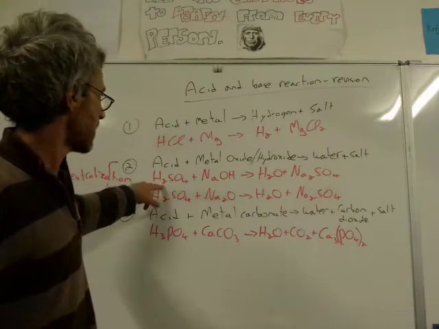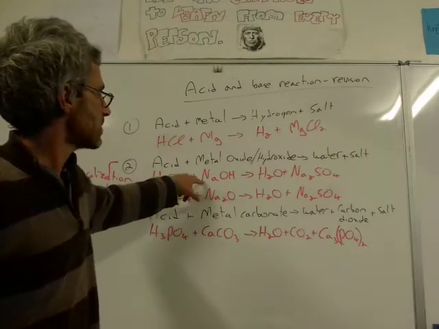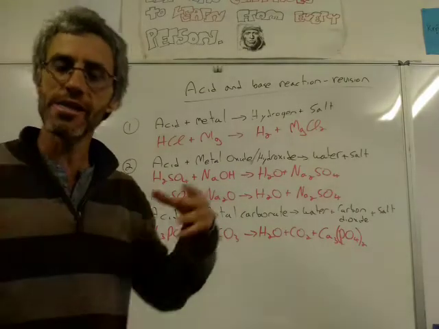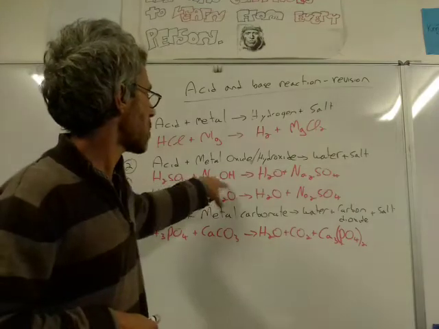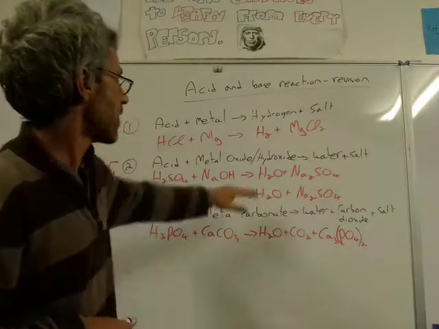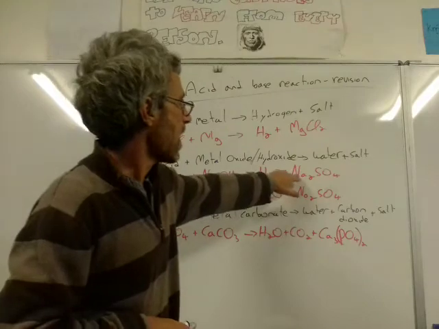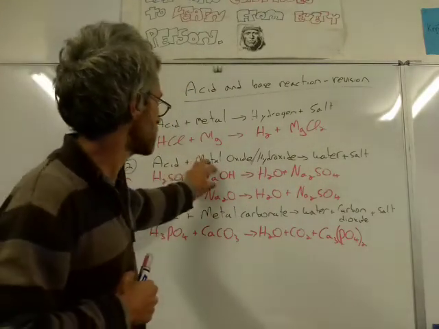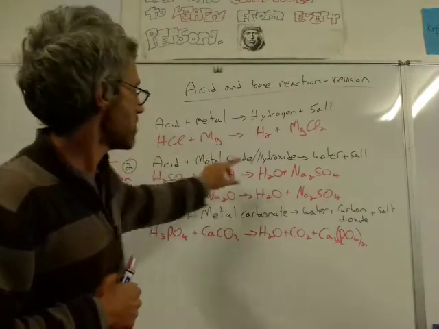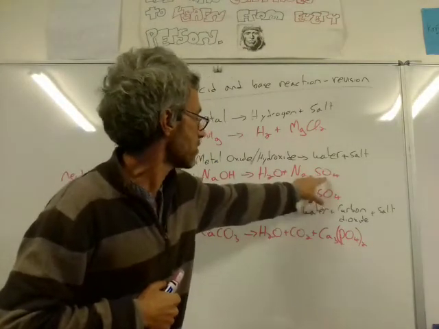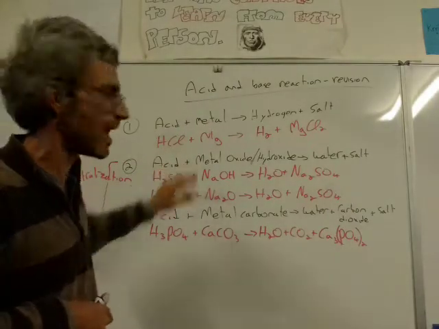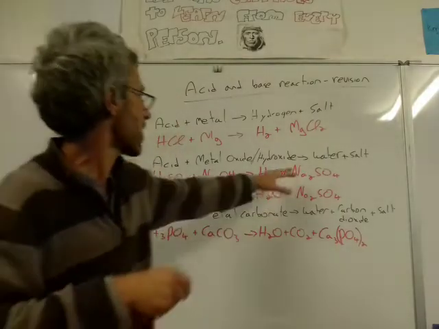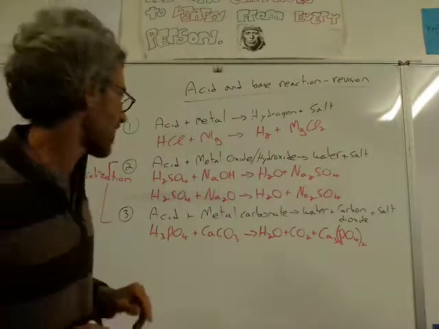So sulfuric acid, H2SO4, plus metal hydroxide, sodium hydroxide. OH is a hydroxide ion. So NaOH is metal hydroxide. That will give you water, H2O, and the salt. The metal always comes from the base, Na, and the non-metal always, as I said just a minute ago, always hides somewhere in the acid. So Na2SO4. Again, why is it 2 and not? Need to look at the ions.